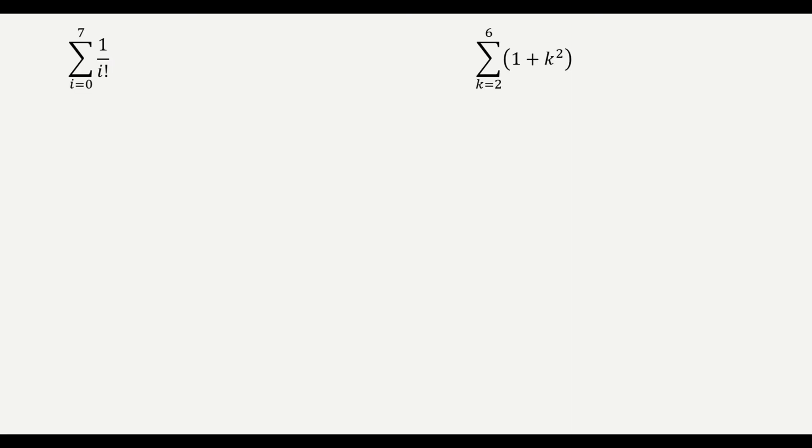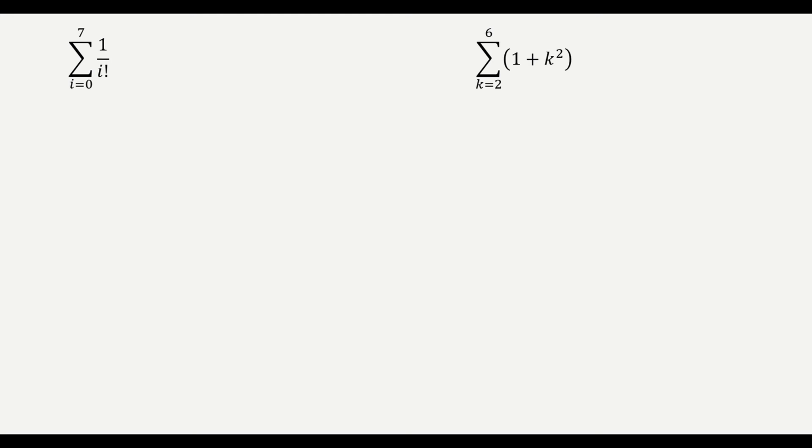Okay, here we go with these examples. And I threw in some different stuff with these. So in the first one on the left, it's a summation, and here's how you read it. The summation from i equals 0 to 7 of 1 divided by i factorial. So that's kind of how you read it.